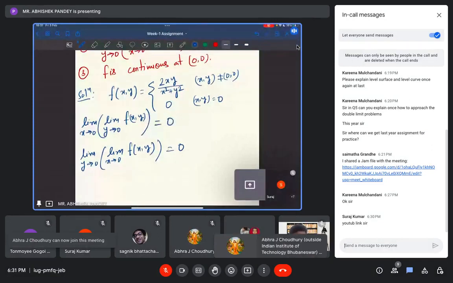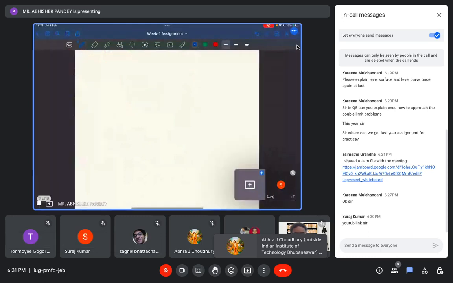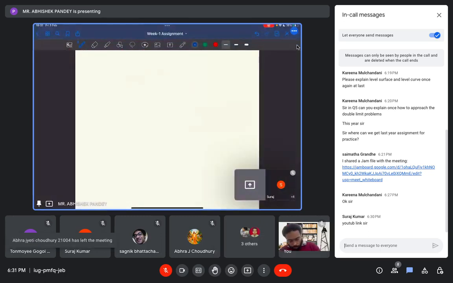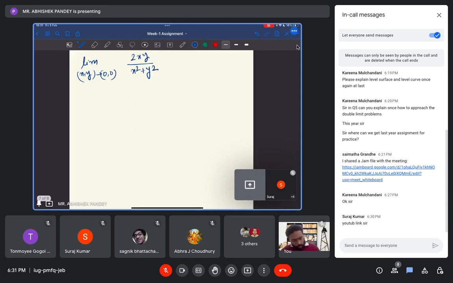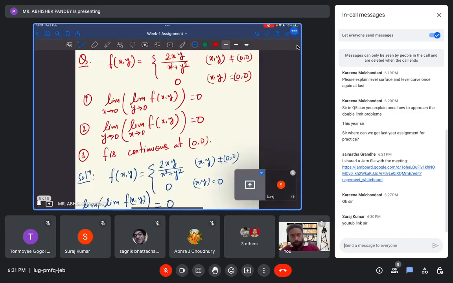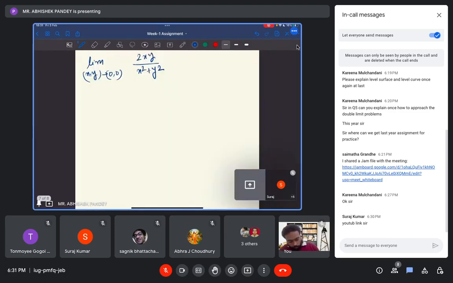Now we need to check the continuity of f. For this, we need to check the limit x comma y tends to 0 comma 0 of 2xy upon x square plus y square. If f is continuous, this limit has to be equal to 0 because f of 0 comma 0 is 0. Okay, so let us see that one.